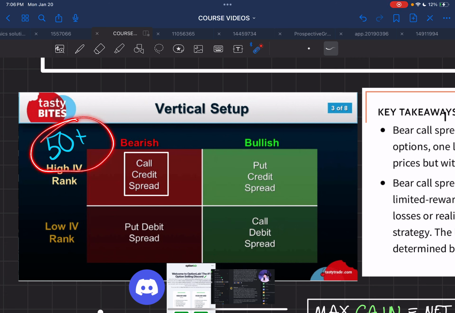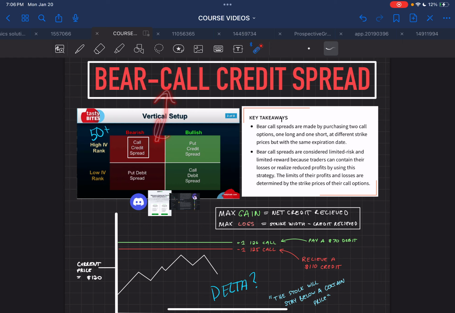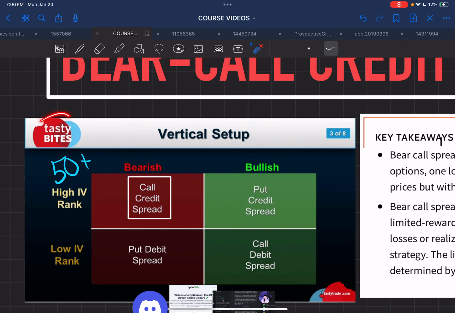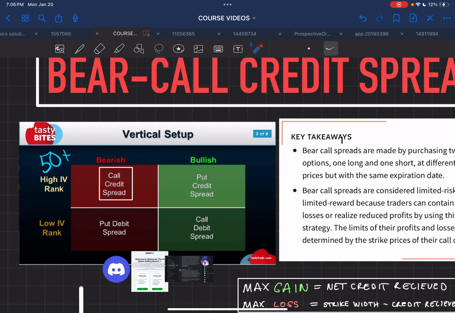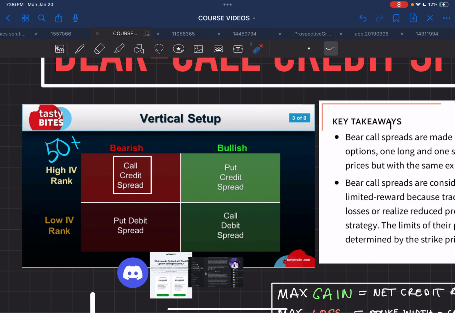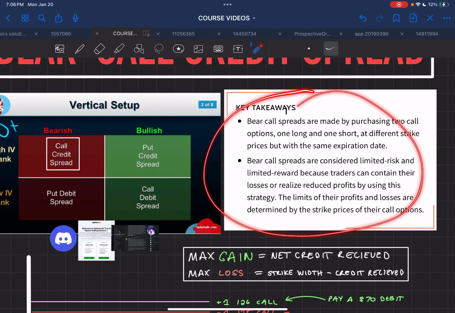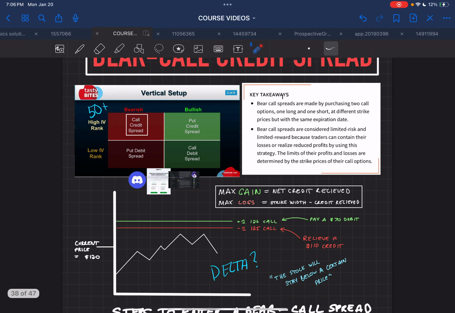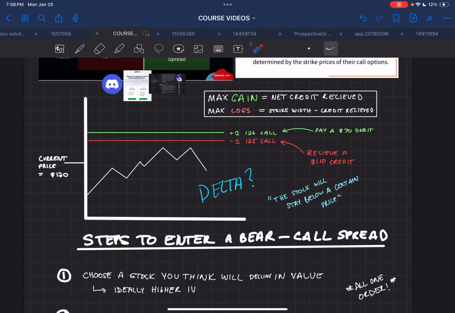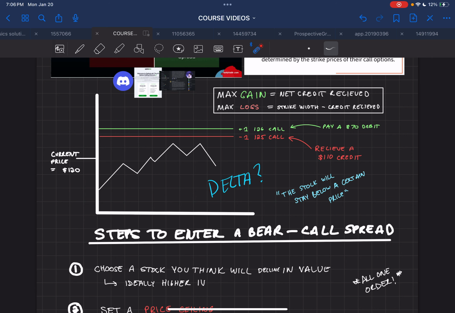So in this case, I typically scan for an IV rank over 50. That gives me a good indication, and I'm bearish on the stock. That gives me a good indication that I want to be entering a call credit spread, also known as a bear call credit spread. And this Tasty Bites chart is super helpful if you want to take a screenshot. It helps you understand, based on different conditions, what's the best type of vertical spread. So this is just a short summary. I'm going to break everything down with a live example here. So let's go step by step and make this as simple to understand as possible.